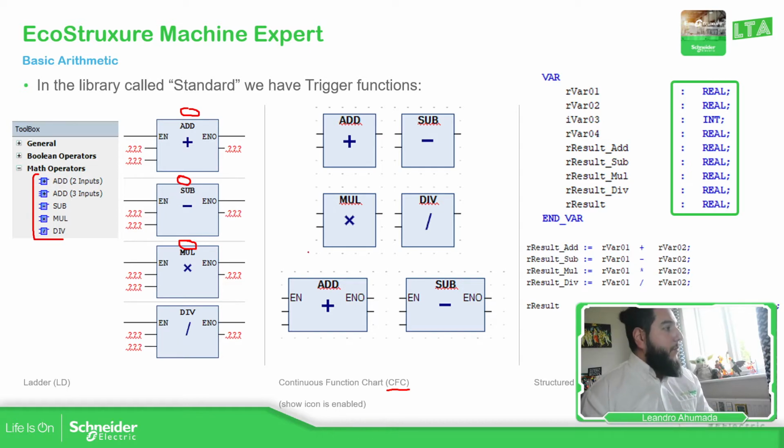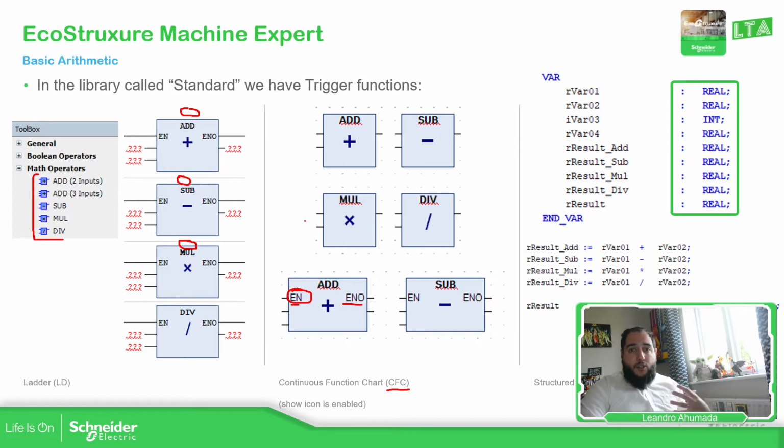One thing that you can do, if you right click on the box, is to add the enable input and enable output. With this you can execute only one time, or you can decide when to execute the function based on this enable that you have over here.